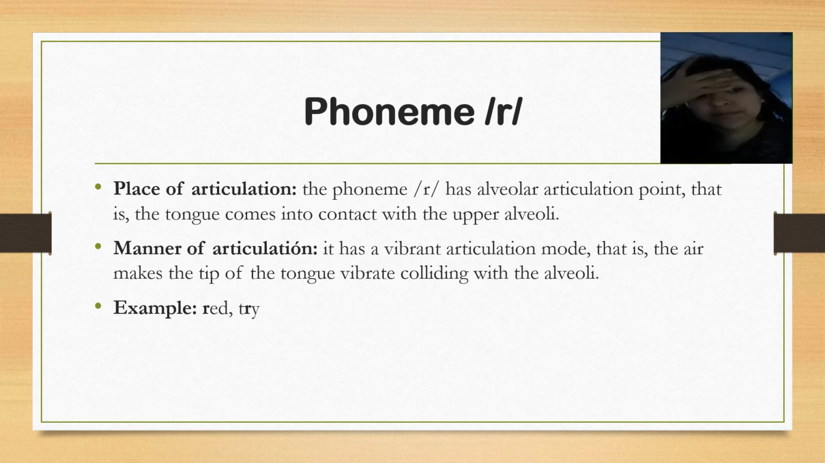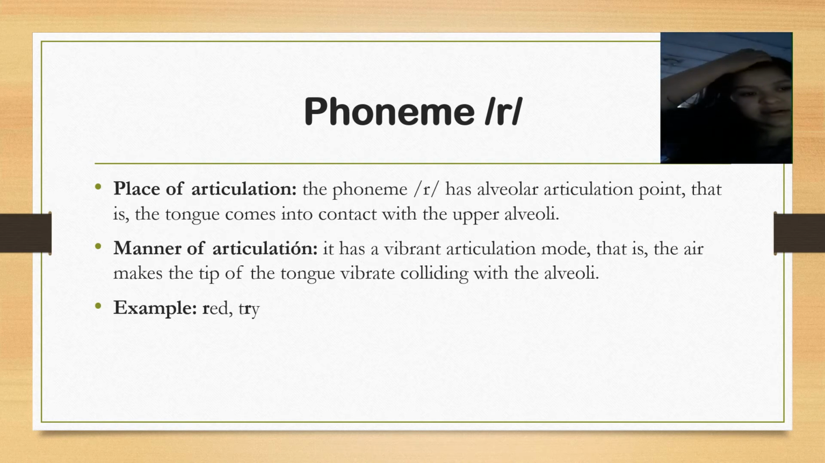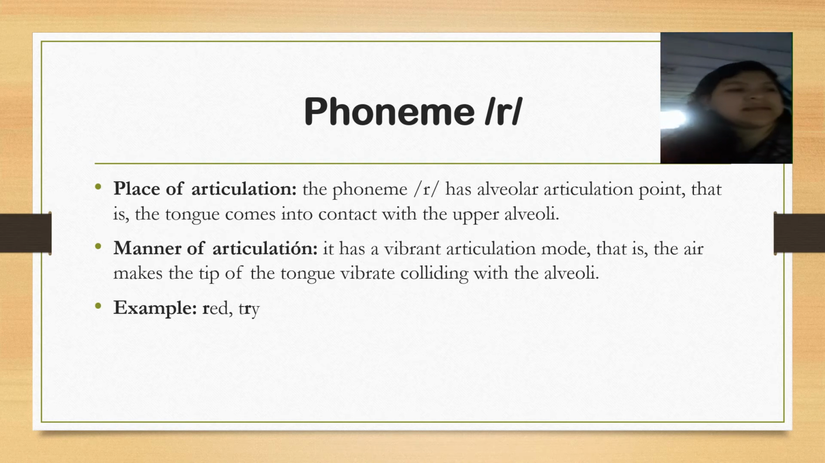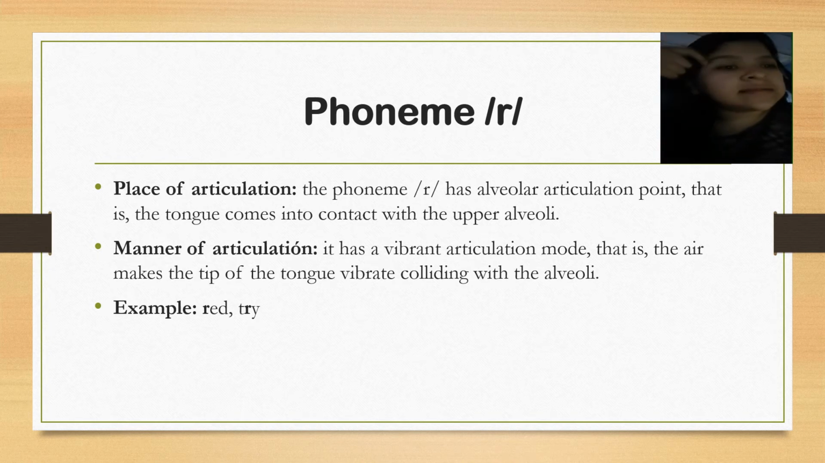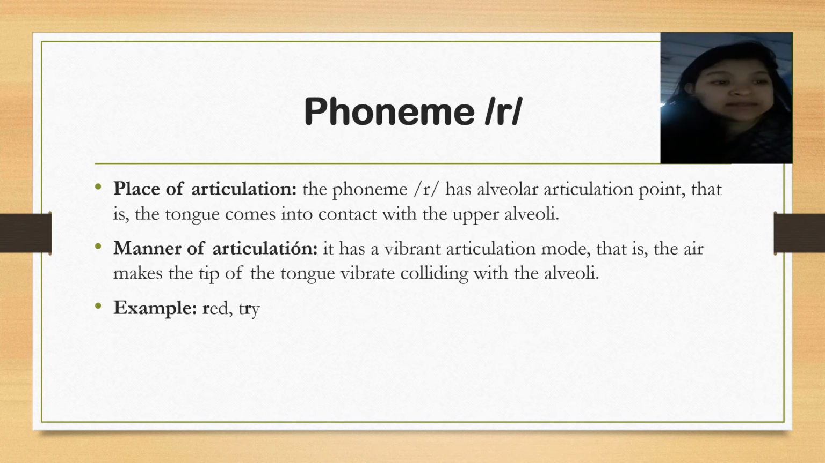Phoneme R. The phoneme R has an alveolar articulation point, that is, the tongue comes into contact with the upper alveoli. It has a vibrant articulation mode, that is, the R makes the tip of the tongue vibrate, colliding with the alveoli. The pronunciation of this phoneme is R. Example: red, try.